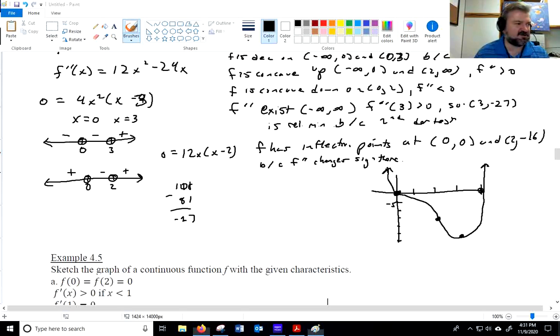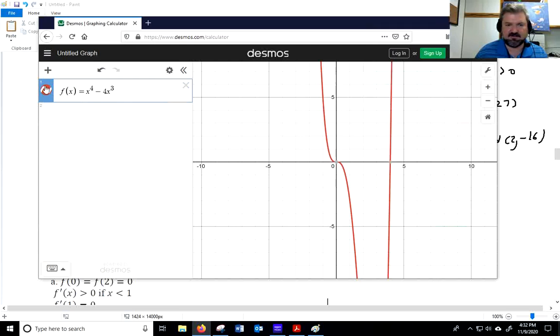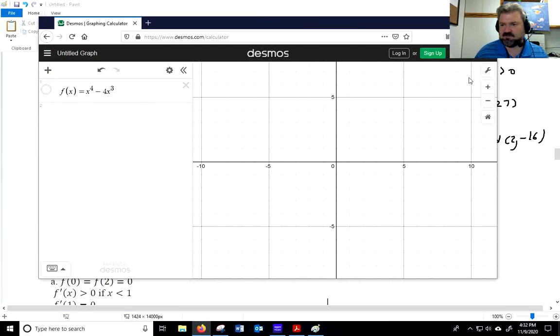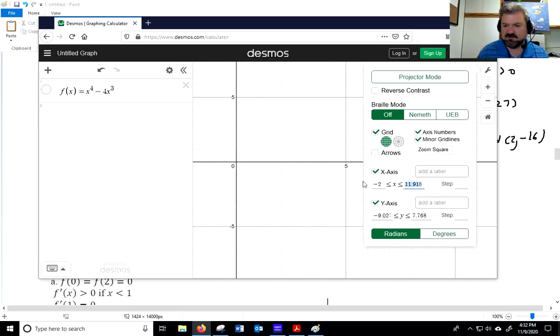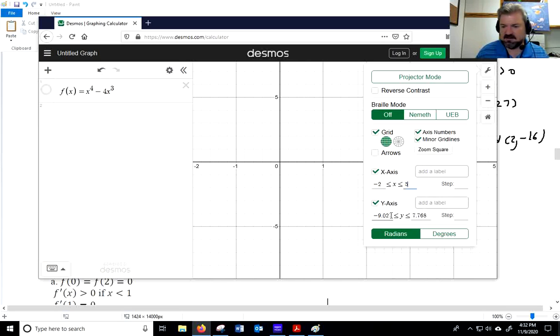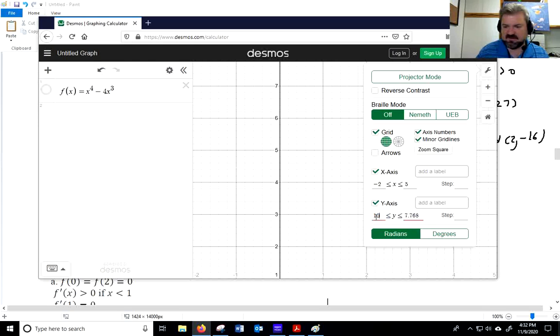So it begs the question, how good a job did our calculus do at telling us how to graph this thing? That would be worthwhile to know, right? So let's find out. X to the 4th, was it minus 4x cubed? Let me set my settings. We counted by, let me hide it real quick. So we went from about negative 2 to 5, and from about 10 to negative 30. We went by 5s and by 1s.